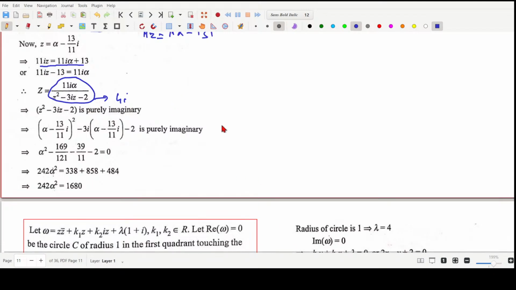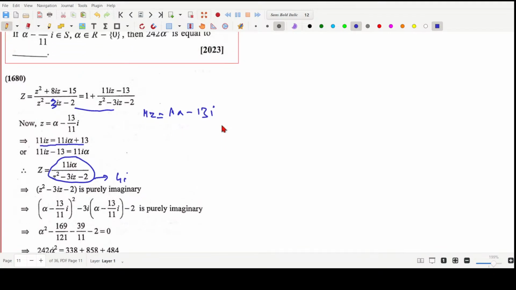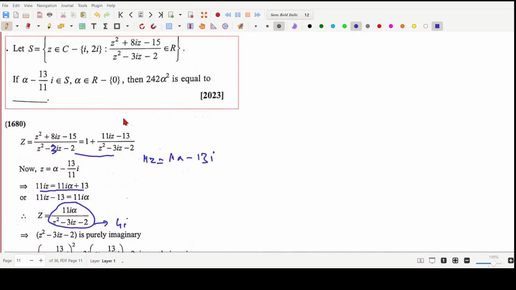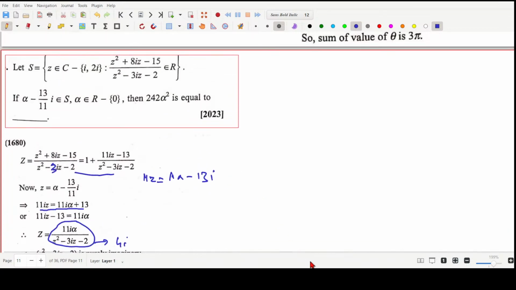Can you quickly finish this one? Take 2 minutes and try to finish this yourself, and see whether you are getting this answer, 1680, or not. Clear, no? Shreyas, you also clear? Okay, very good.